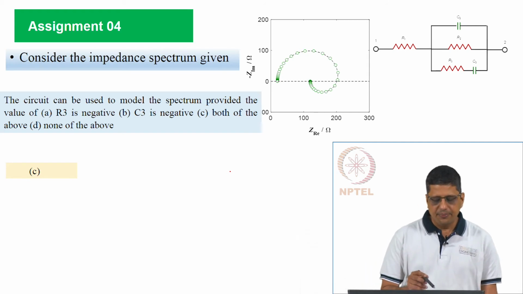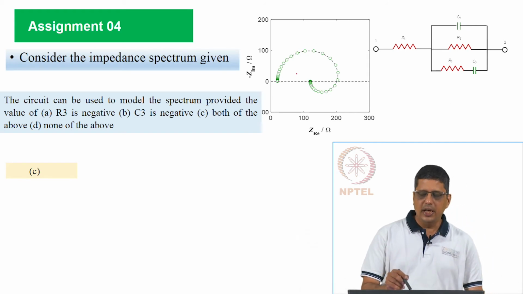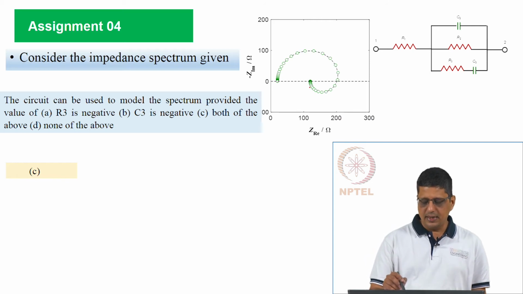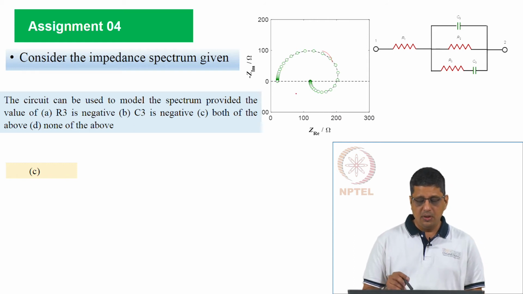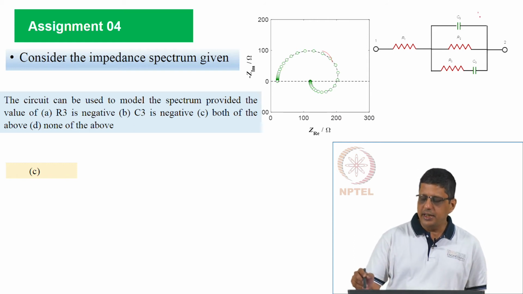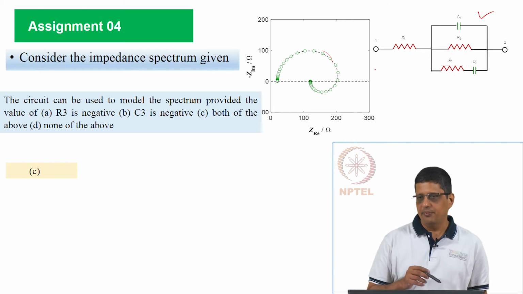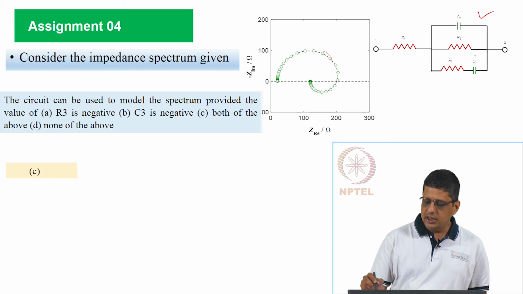Next question is, we have an impedance spectrum which looks like this. You have a high frequency capacitor and a low frequency inductor loop. I want to use the circuit on the right hand side to model this spectrum. What should I do, especially in terms of choice of these element values?